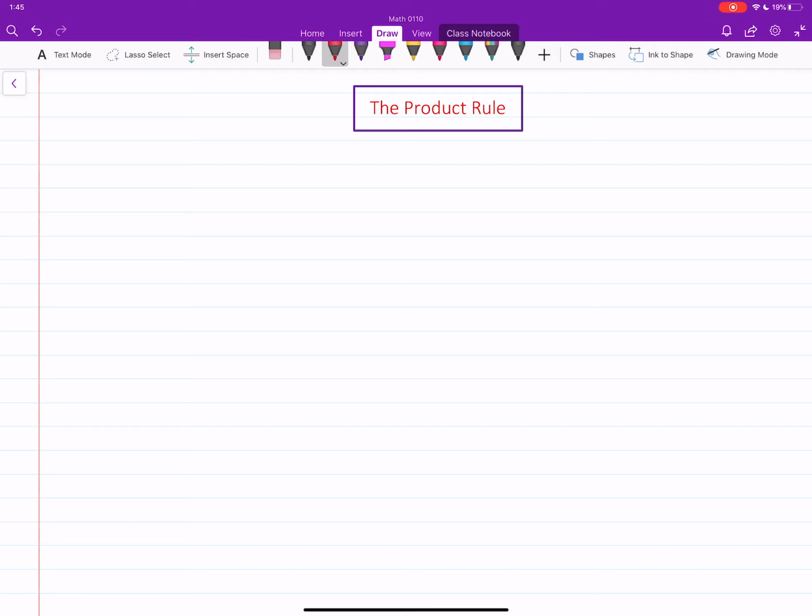Hi, in this video we will add another rule to our toolbox of differentiation rules, which is going to deal with the product of two functions. So if I have two functions f and g and they are multiplied, what is the derivative of the product? This is, obviously, why it's called the product rule.